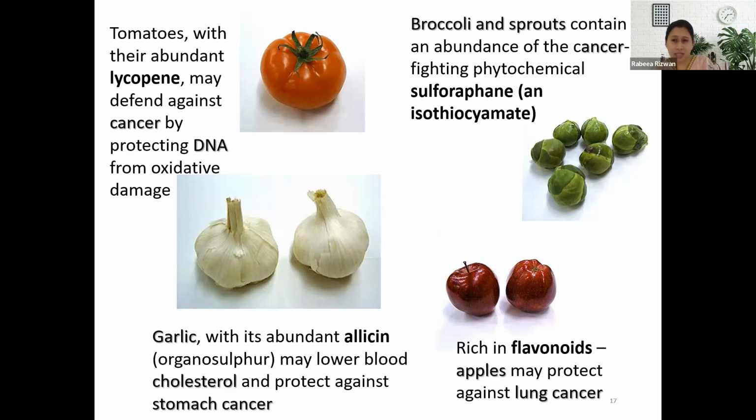In addition, some parasitic infections as well. And this chemical is mainly called allicin, which is one of them. It also helps to lower the blood pressure by lowering the blood cholesterol in our body and also protects our body from stomach cancer. Next is the example of apples, which contain flavonoids and protect our body from lung cancer.